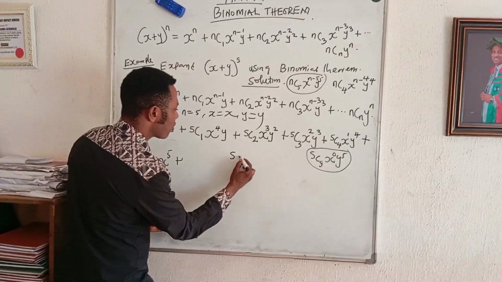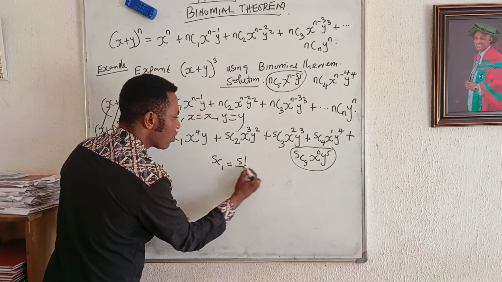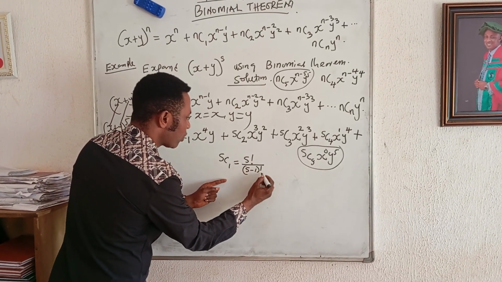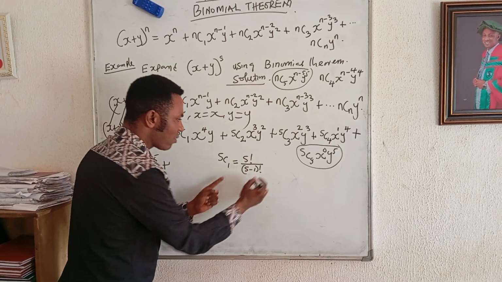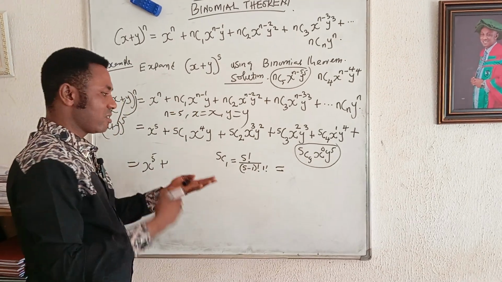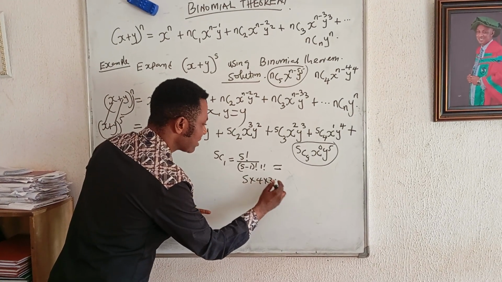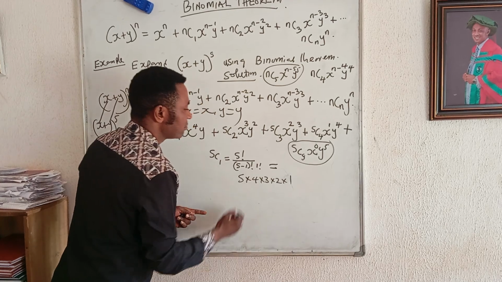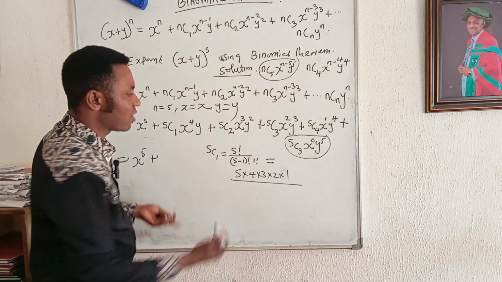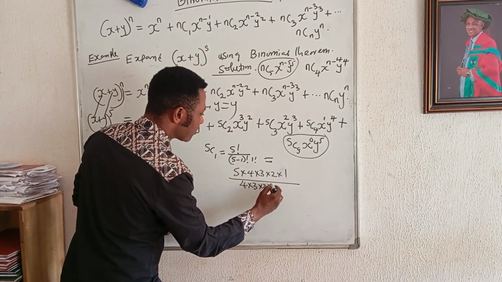You're like 5 combination 1. It means 5 factorial all over what? 5 minus 1 factorial multiplied by 1 factorial. 5 factorial means 5 times 4 times 3 times 2 times 1. Then all over 5 minus 1 factorial, which means 4 factorial, which is 4 times 3 times 2 times 1.